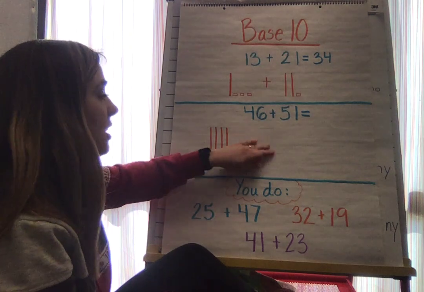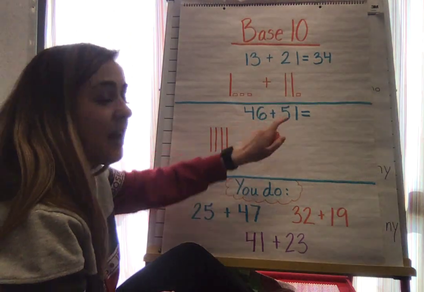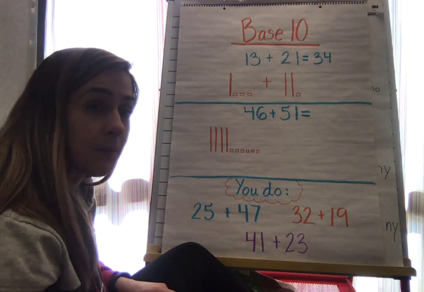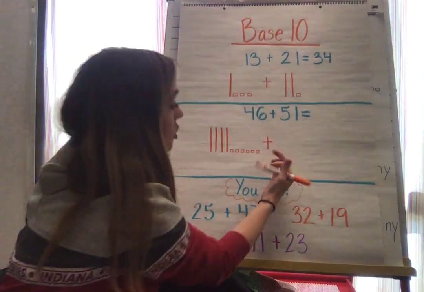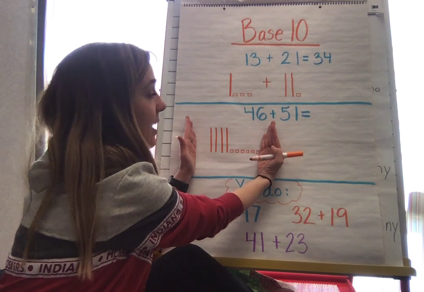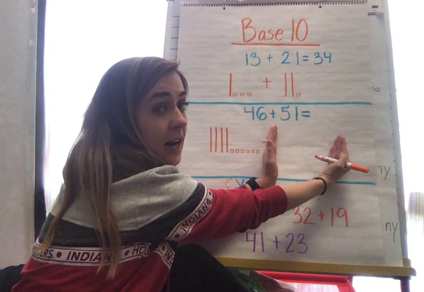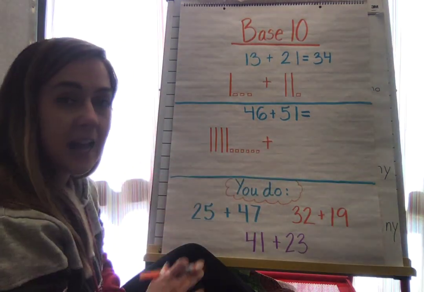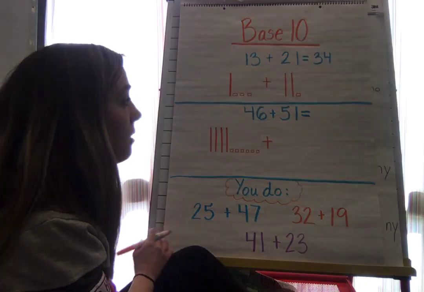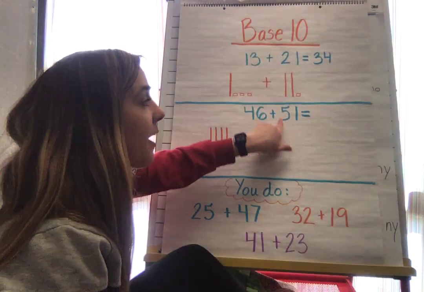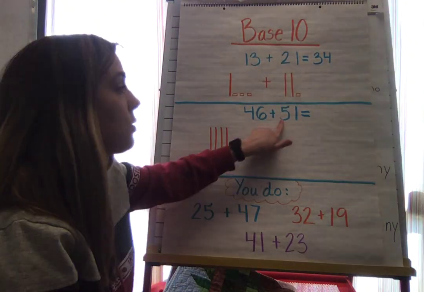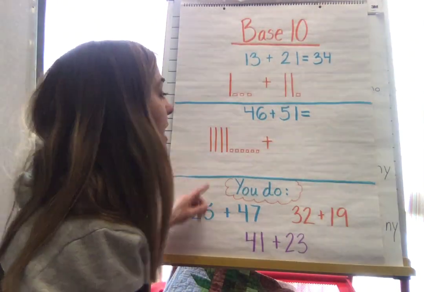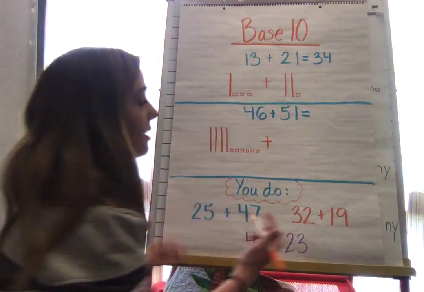All right, I have finished building my 46, and now it's time for me to build my other number in my equation. So I'm going to add my plus sign to show that this is one thing that I'm adding plus the other number. And now I need to build 51. All right, so this number 5 is in the tens place, so that tells me how many groups of 10 I have. So I have 5 groups of 10. So I need to do 5 sticks.